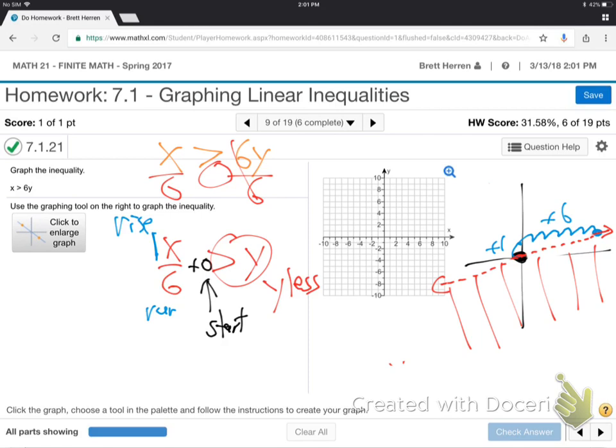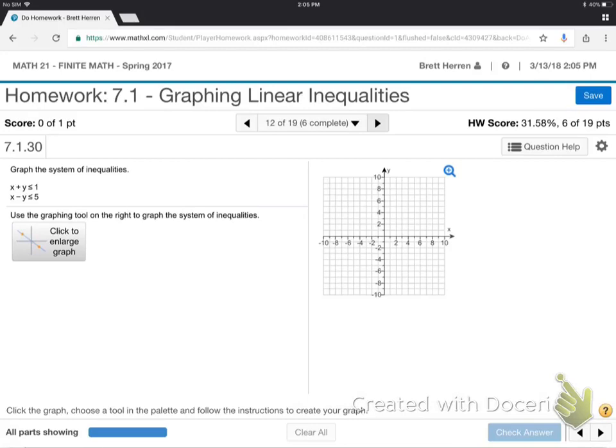Shade below. All good? All right. Final answer is where the two shadings overlap. So we have x plus y less than or equal to 1. And then the other equation, let's put it side by side, is x minus y less than or equal to 5. So we got both those equations. Go ahead and take them one at a time. Get y alone for each of them, and then graph both of them, do the two shadings, and find where the two shadings overlap. That's what you want. That's the answer to the system.